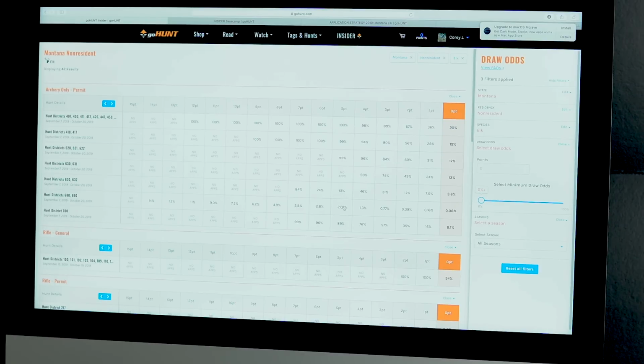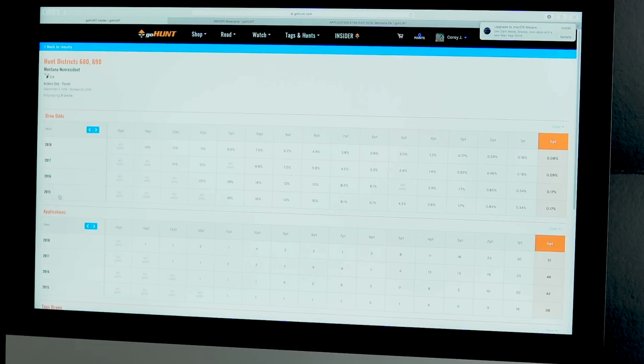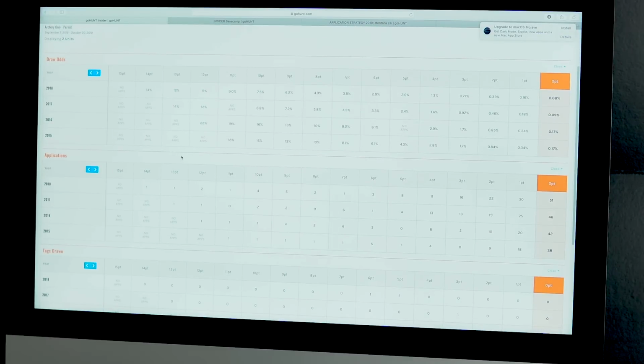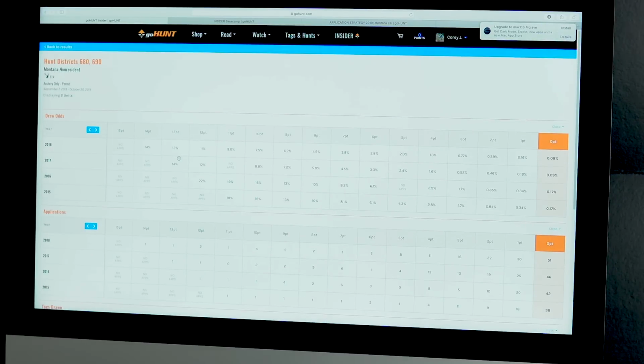And if we just really quickly look at this one that is 2% draw odds at 5 points, it's District 680 and 690, or Unit 680, 690, which for those of you that know Montana elk, this would be a great unit to draw. The problem is it takes forever to draw. Last year with 14 points, you only had a 14% chance of drawing that archery only tag. Not a lot of applicants, but also not a lot of permits issued for non-residents.